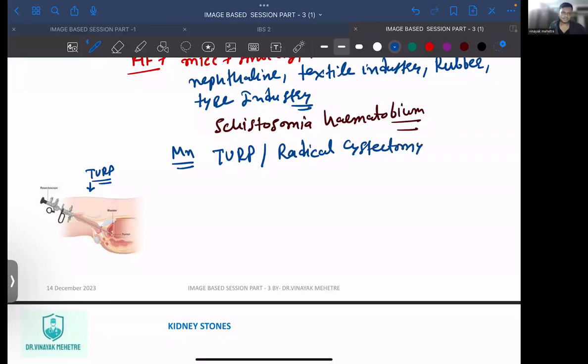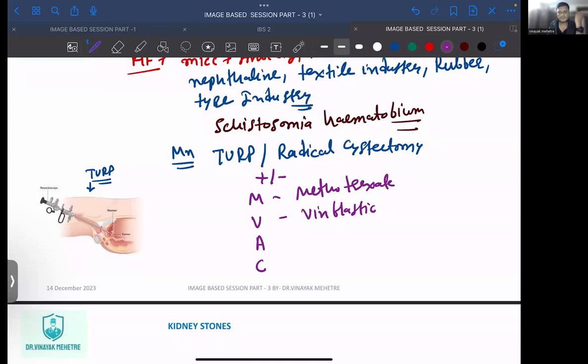प्लस क्या देंगे? Very famous anti-cancer therapy. The name of therapy is MVAC. MVAC देंगे. So M stands for methotrexate. V stands for vinblastine.